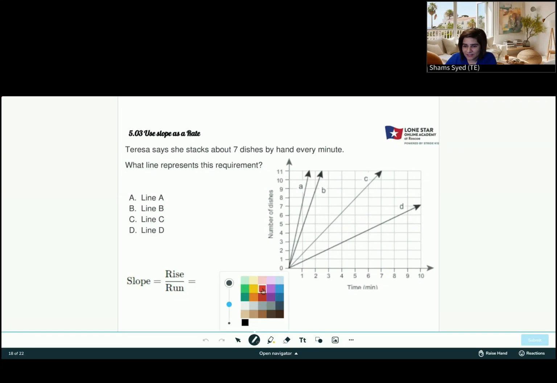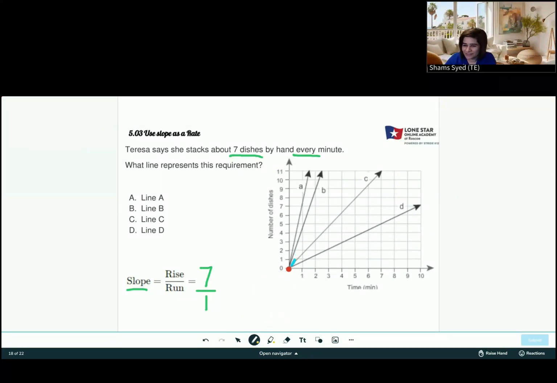Okay, here we are. Here is the point of origin, right? And the question says, Teresa says she stacks about 7 dishes by hand every minute. Every means slope. Slope is 7. Slope of 7 means 7 over 1. Lily, you are right. Regina, you are right. You guys have gotten it very fast.